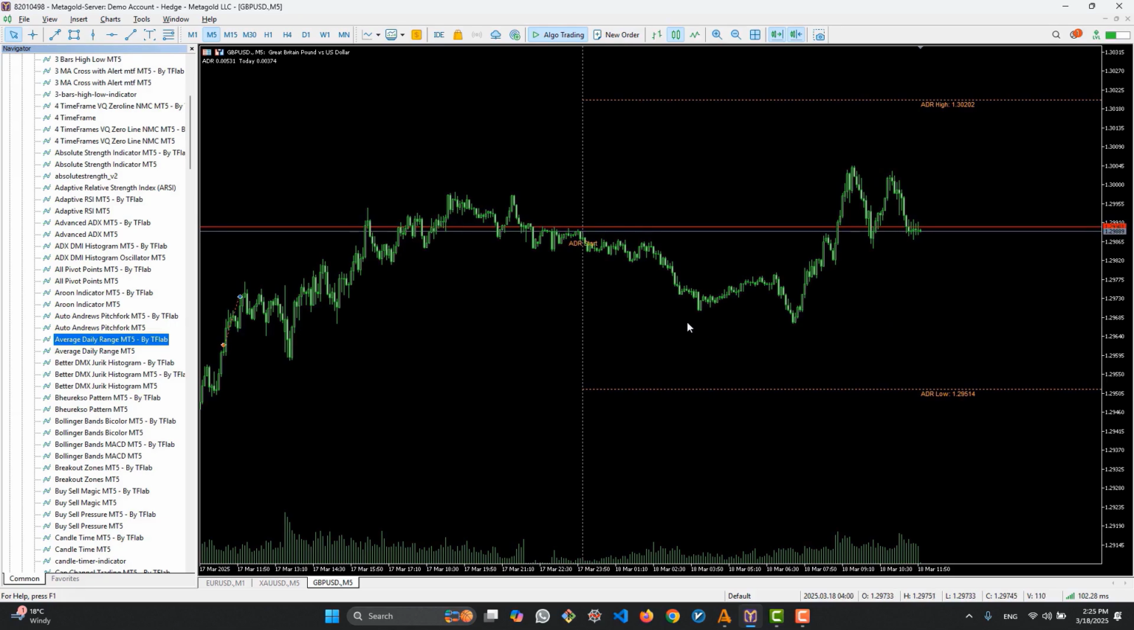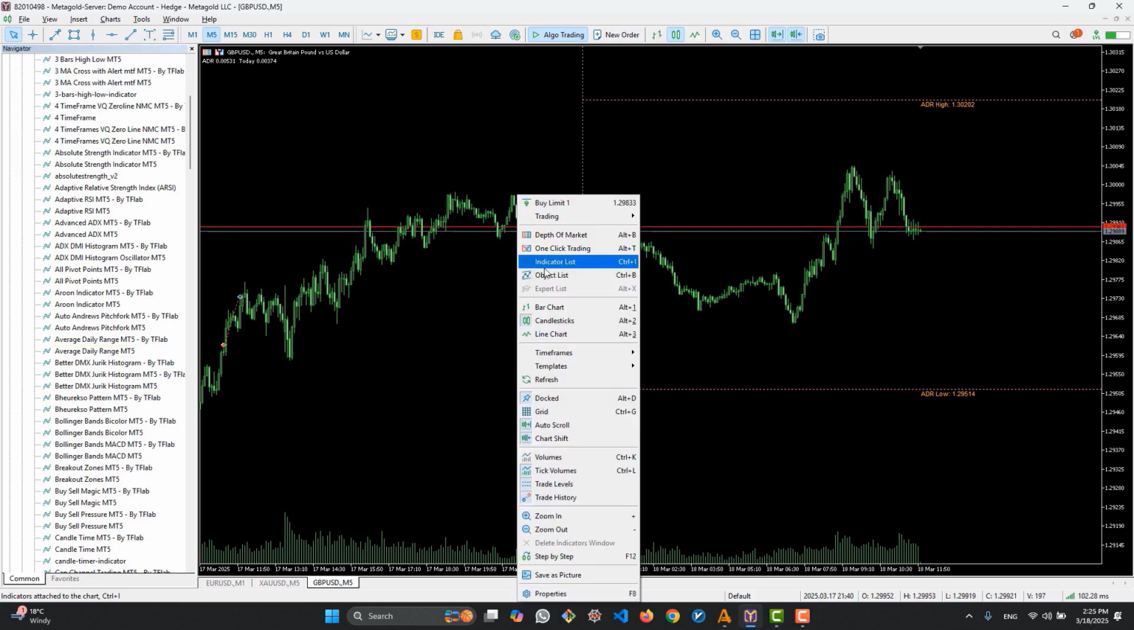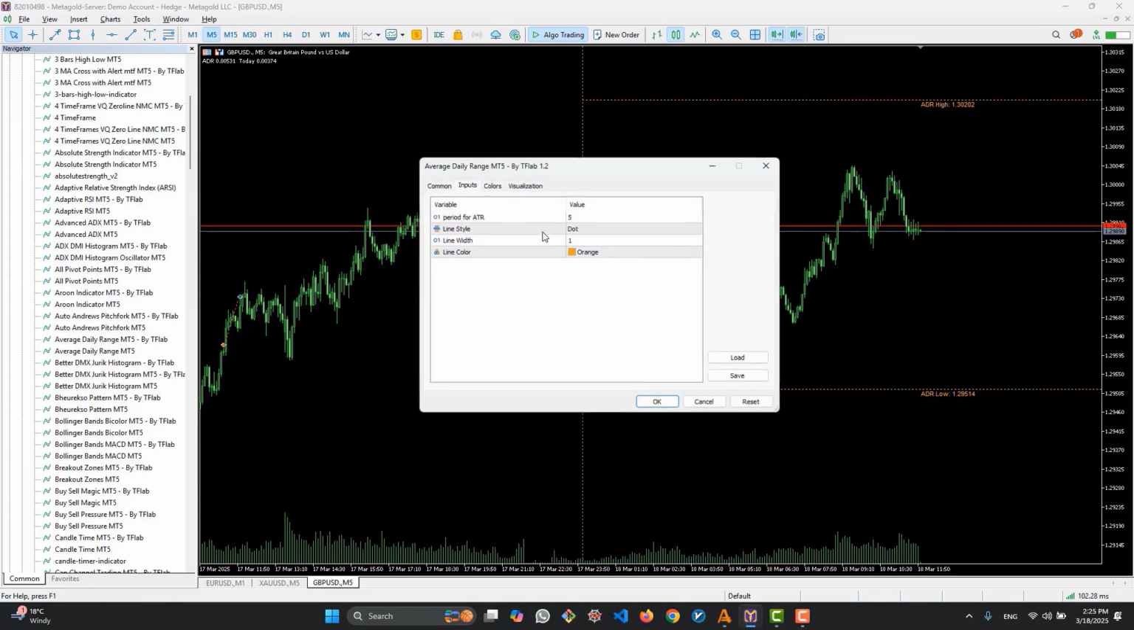Let's go over the settings of this indicator together. The first option in the settings is the ADR indicator period. The next option is the style of the lines, which we can choose from these options. The next option is the width of the lines, where we can set a number between 1 and 5. The next option is also the color of these lines, which we can specify.